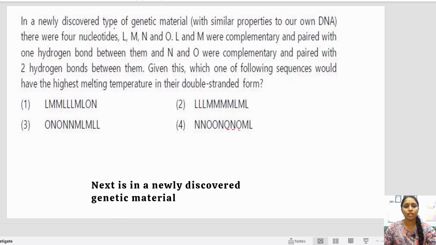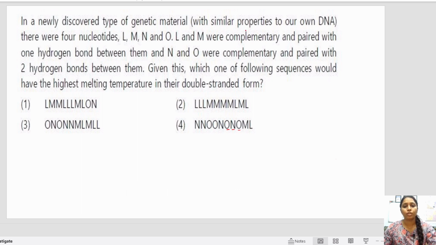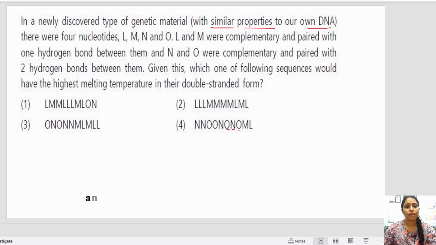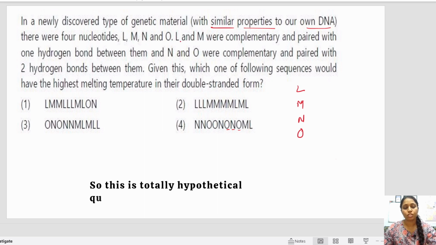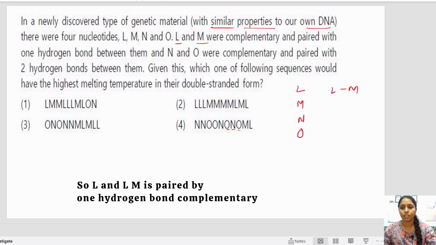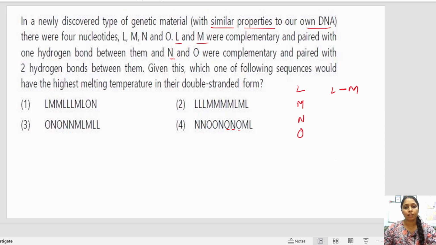Next is, in a newly discovered magnetic material with similar properties to our own DNA, there were 4 nucleotides. This has the similar properties to our own DNA. It means, and there are 4 nucleotides, L, M, N and O. So this is totally hypothetical question. L and M were complementary and paired with one hydrogen bond. So L and M is paired by one hydrogen bond, complementary. Then N and O were complementary and paired with 2 hydrogen bonds.